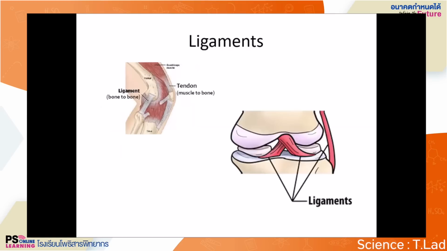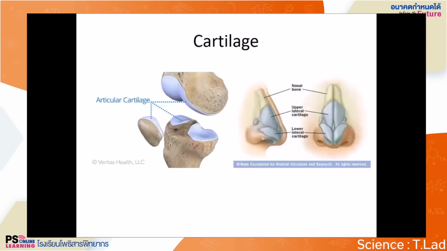So ligaments are connective tissues that connect bone to bone. Another connective tissue is called cartilage. So cartilage is found in your nose, in your ear, and at both ends of your bones. So both ends of your bone, take a look at the picture, are covered with cartilage.